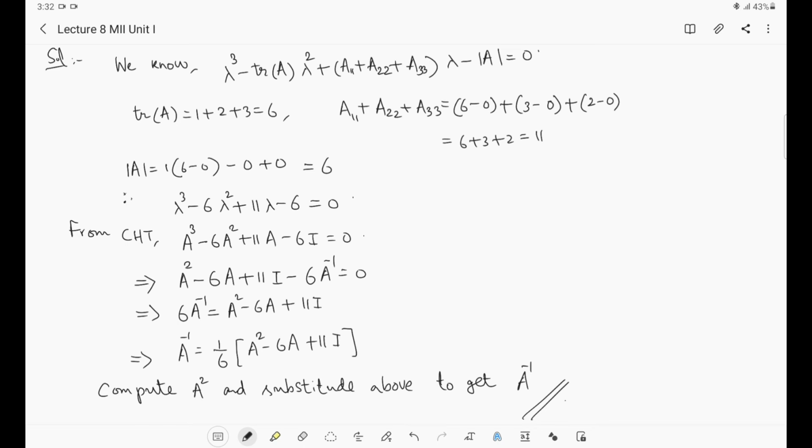In the next class we'll start quadratic forms, right? From quadratic forms also one SAQ and one LAQ question may be asked, right?